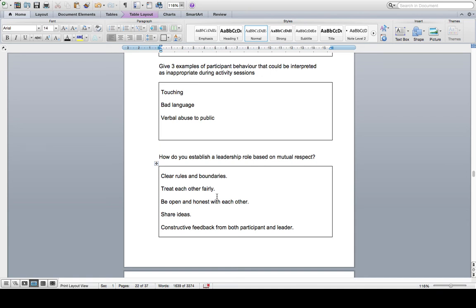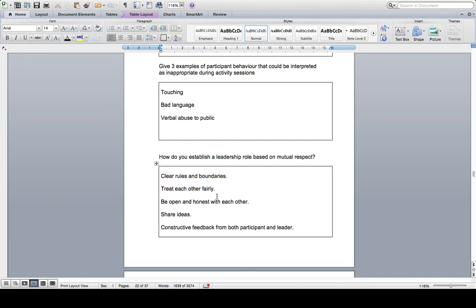Verbal abuse to the public, if you're in a public area, like I know a lot of you guys are. If you work in a leisure centre, that's the public. You need to be aware of the impact that your participant is having on the public around them. Could be young kids, could be anybody. I mean, nobody should be exposed to verbal abuse or bad language.